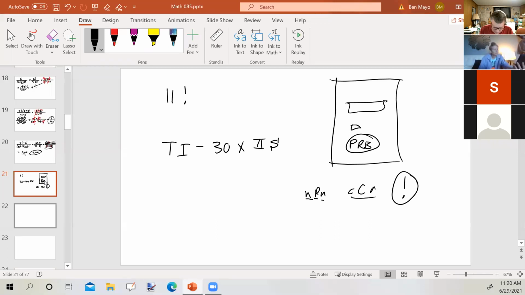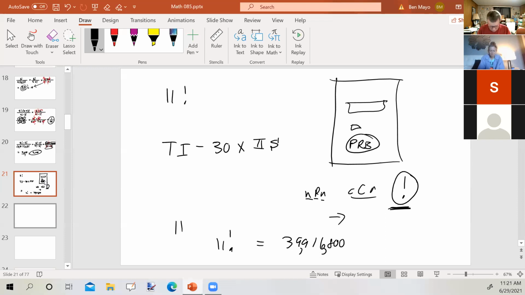So on my calculator, I could type in the number 11 and then push the PRB button, move the cursor over to underneath the exclamation mark, and push equals. Now I have 11 factorial. I'll push equals again, and I get 39,916,800.